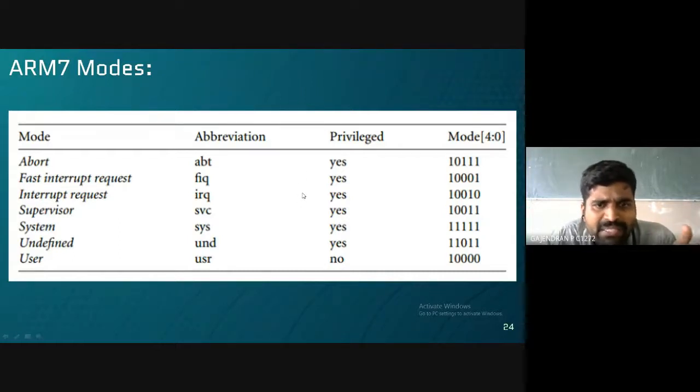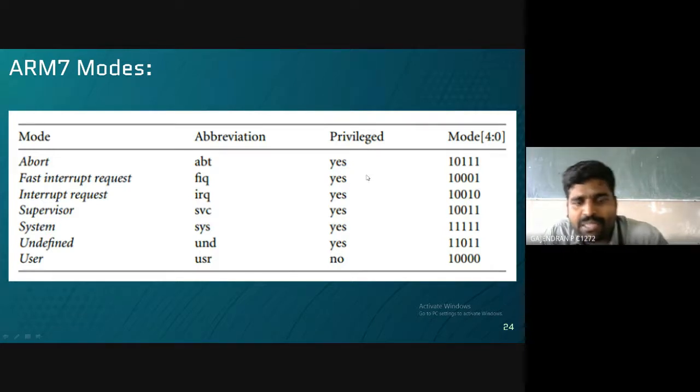Here is the same thing with the abbreviation and privilege level. All the 7 modes do not have privilege. Note பண்ணி பாருங்க. Abort has a privilege, FIQ has a privilege, IRQ, supervisor, system, undefined. User mode doesn't have a privilege. Also, how to set that mode, the bit value is given. Take down this chart. It is very, very important whenever you are writing theory concepts or doing some coding.